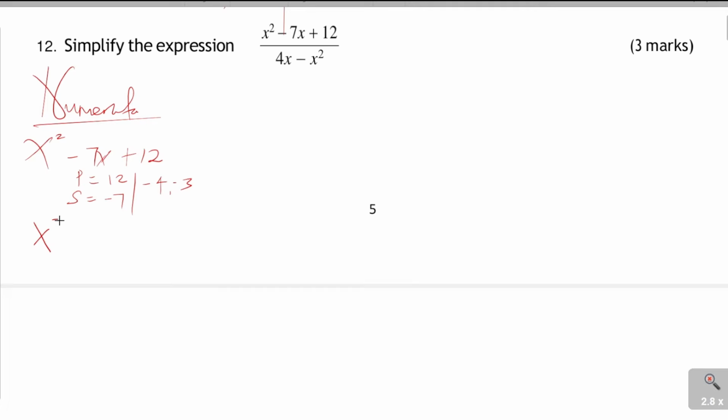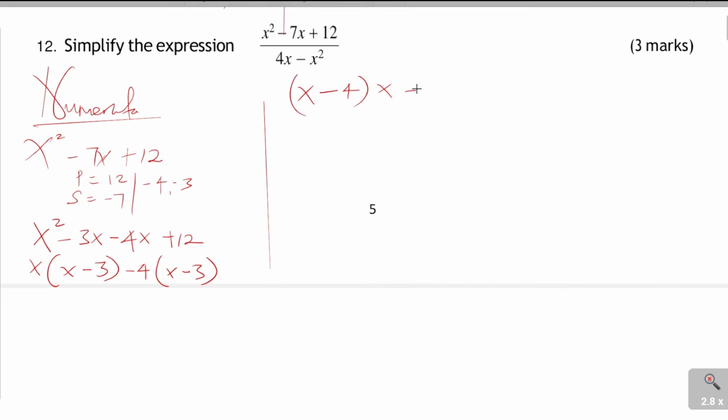So we shall have x squared subtract 3x subtract 4x plus 12. So factor out, you have x. This is x subtract 3. Then negative 4 is common. X subtract 3. So for that one, we shall have x subtract 4 multiplied by x subtract 3. That is the numerator factorized.